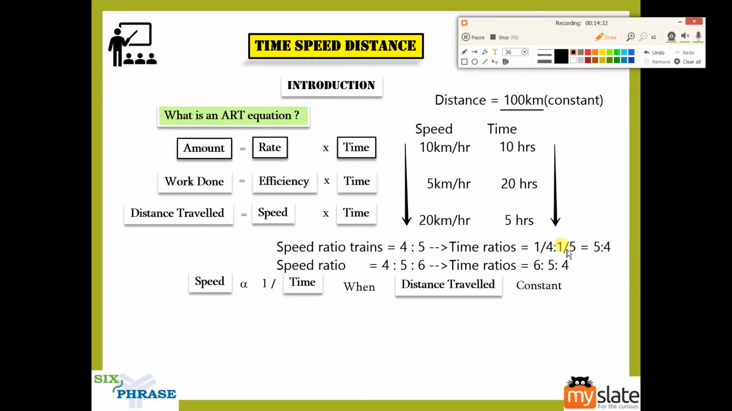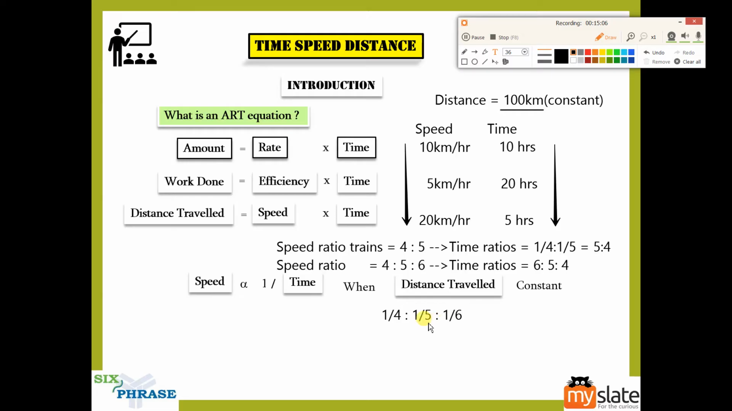So you have to look at this step. What did I do? 1 by 4 is to 1 by 5 is what I did. So you have to do the same thing. The time ratio for this will be 1 by 4 is to 1 by 5 is to 1 by 6. This is the time ratio. Now these are all in fractions and we want it in integers, right? So how do you do it in integers? If you have to get the integer value for all this, what will you do? You will have to find the LCM.